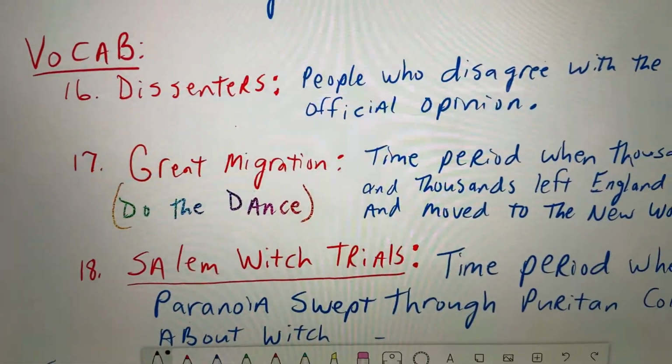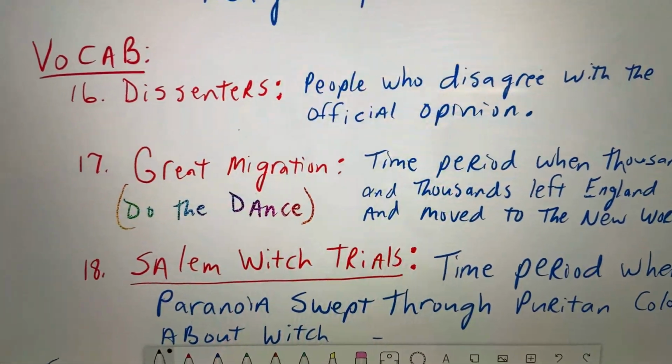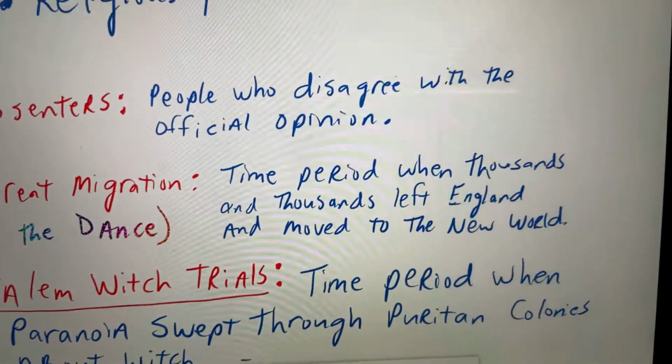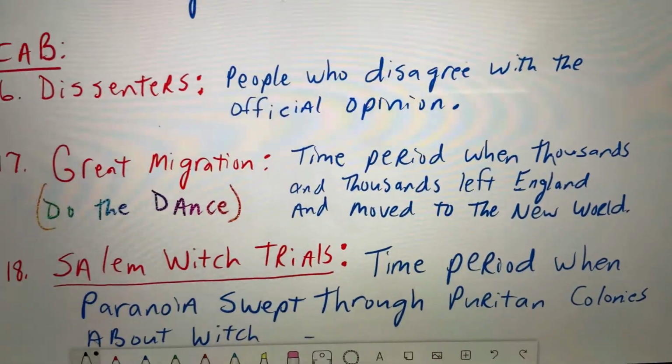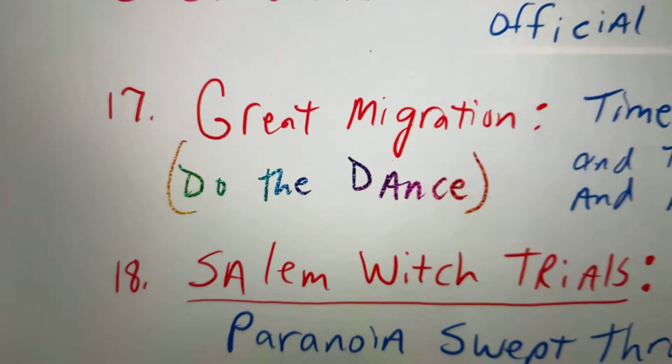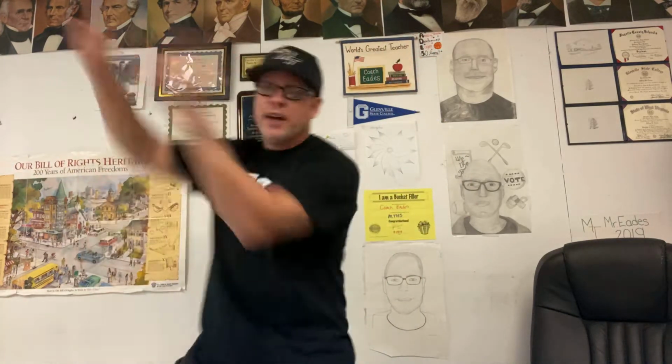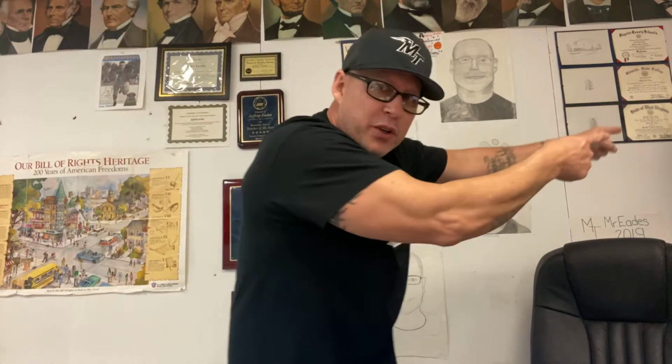These were the last things we put in our notes: the Great Migration, the time period when thousands of people left England and moved to the New World. Do the dance there. I'll have to redo it. You ready? The Great Migration. The time period when thousands and thousands of people left England and moved to the New World. That way you can always remember that.